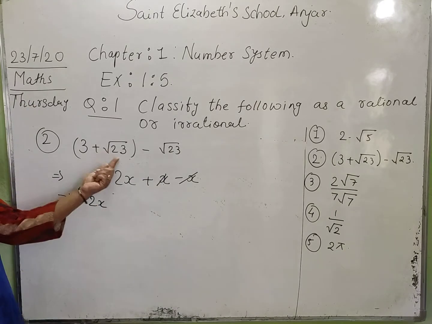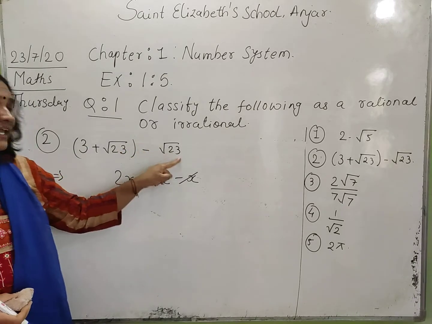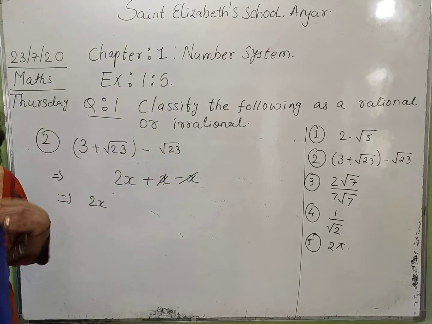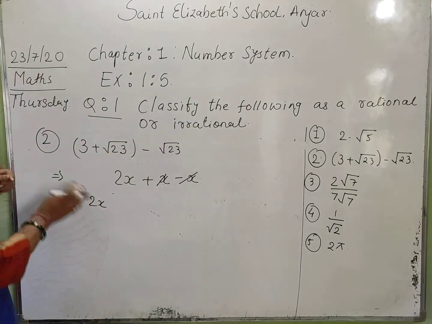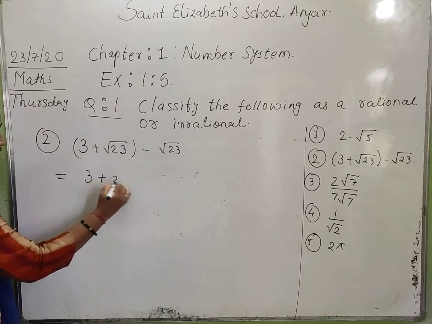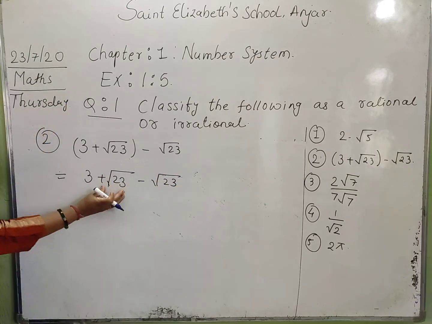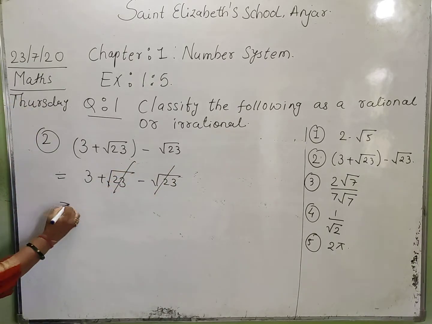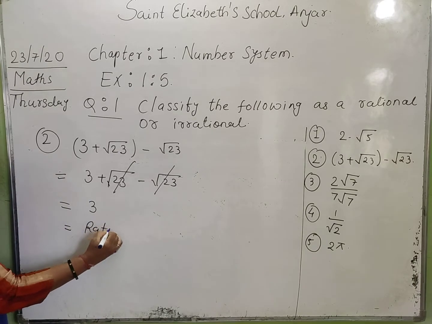The same way, this is root 23 and this is minus root 23, which means they are like numbers. Whatever method we were using for the variables, the same method we can use here. So let's see how to cancel it. Now we'll open the bracket: 3 plus root 23 minus root 23. This plus root 23 and this minus root 23 will be cancelled out. So your answer will be 3, and we know that 3 is a rational number.